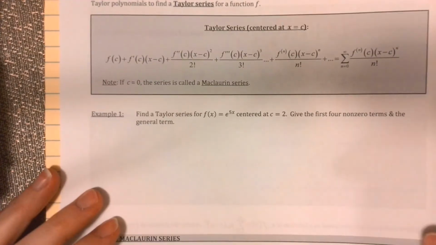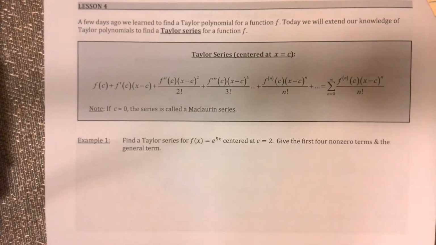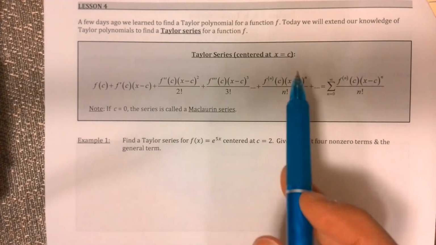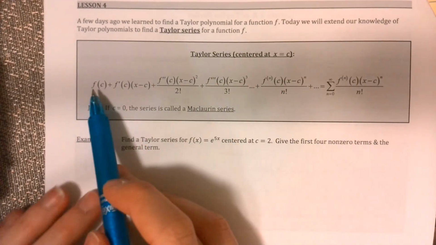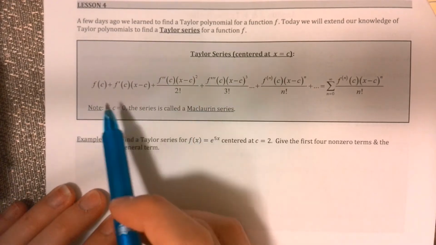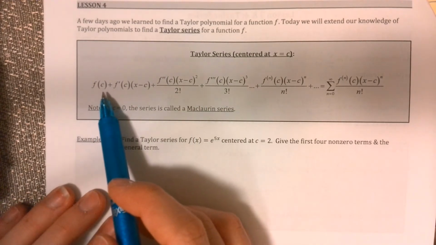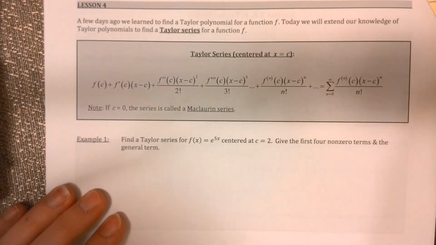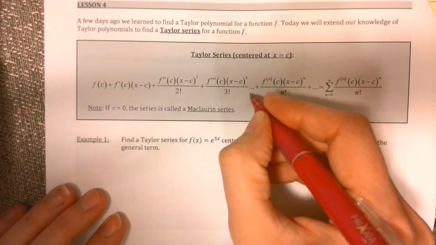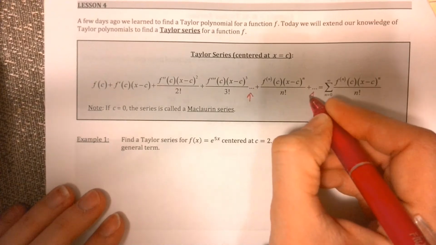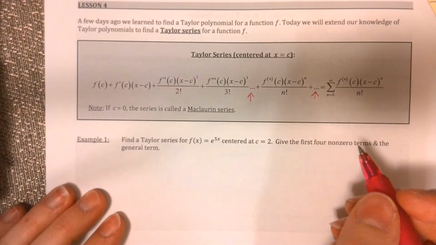Okay, so let's go ahead and look at lesson 4. You know, lesson 3 was super short. But lesson 4 is where we get to the good stuff. So last time, again, we did a Taylor polynomial. Today, we are doing a Taylor series centered. There is no difference, if you want to go back, pause here, and compare the two formulas. There's no difference in the formulas, except that here we have ellipses indicating an infinite number of terms.